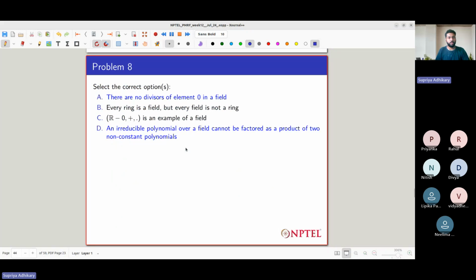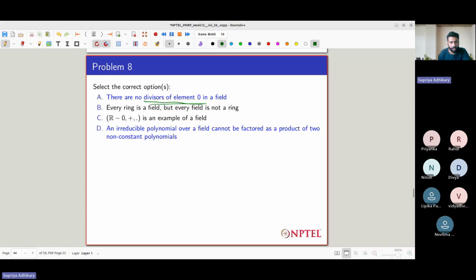Okay. So now, from problem 8, we will be solving the problems that were given in the week 12 assignments. The first question was that we have to choose the correct options. The first is that there are no divisors of 0 in a field. Now what are divisors of 0?